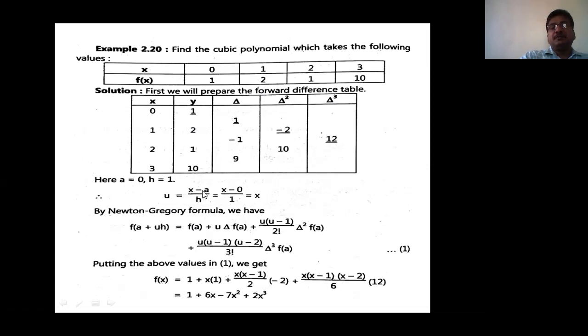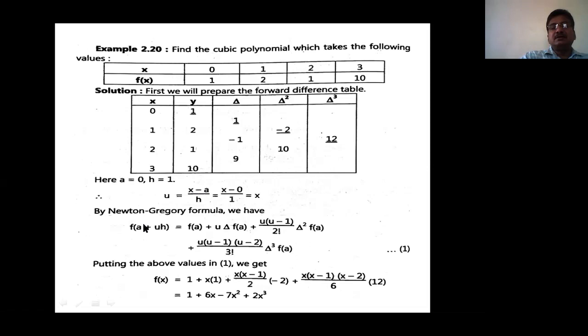In the previous problems, what was x? x was a number. But in this problem, x is x. The problem is different from the previous problems. This is to find the cubic polynomial which fits this data. And so x is x. x is not a number. And a is 0, that is the first value of x, divided by h, the common difference. And so u is x.